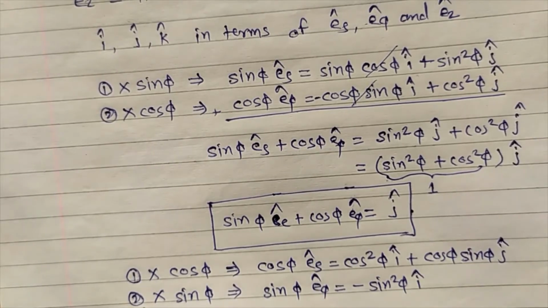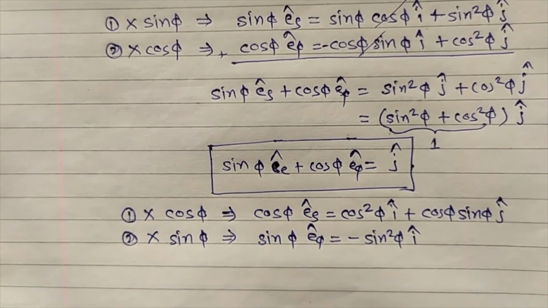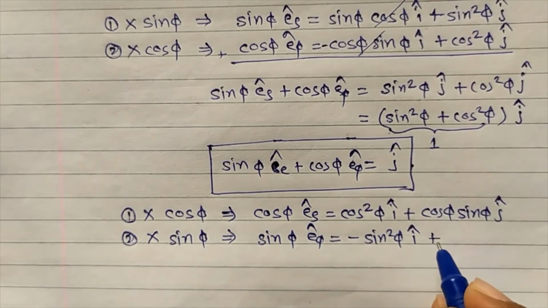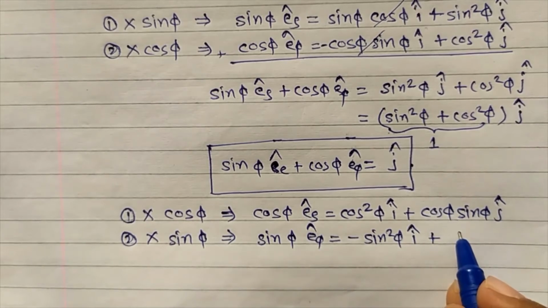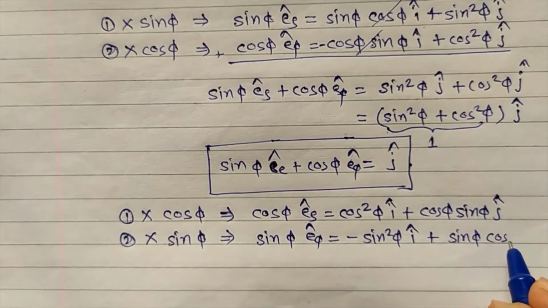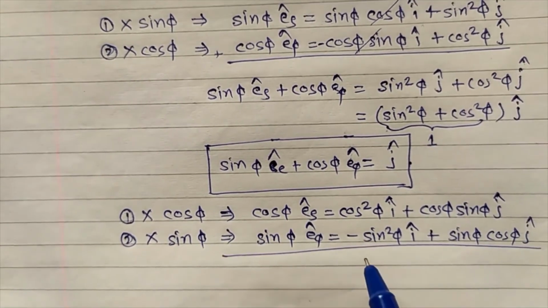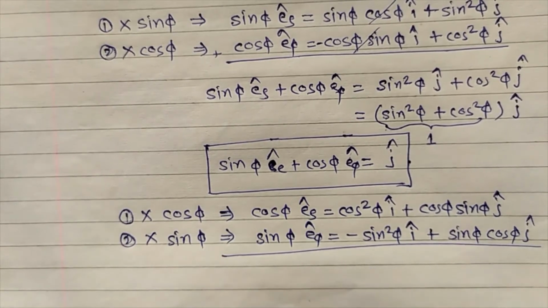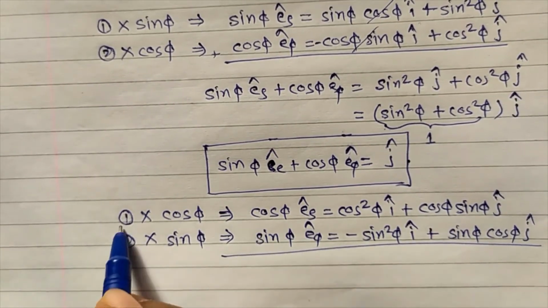What I am doing, I am multiplying equation 2 by sin of phi. I hope you can see it clearly. Then sin of phi, and the second term is cos of phi, so sin of phi cos of phi j cap. If I add these equations, that is not going to give me anything useful. So I will subtract this equation from this equation.